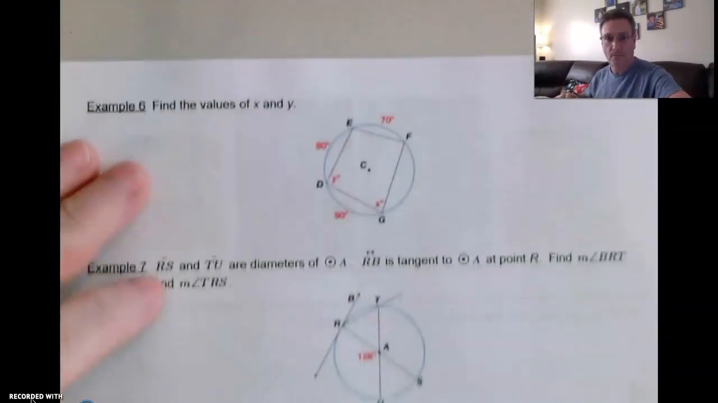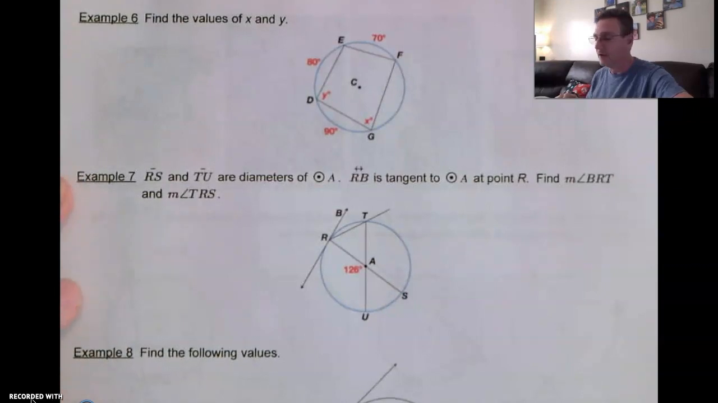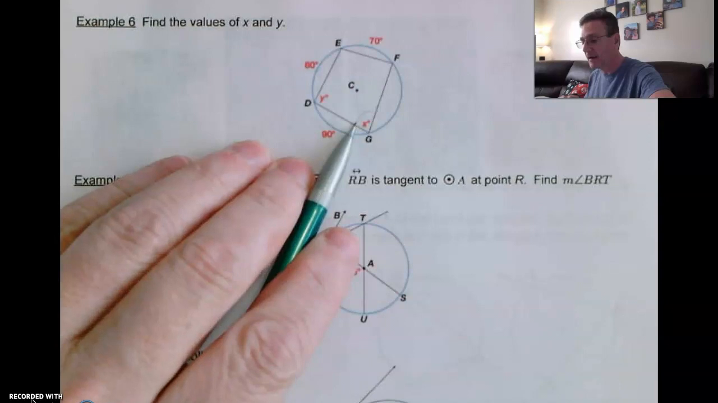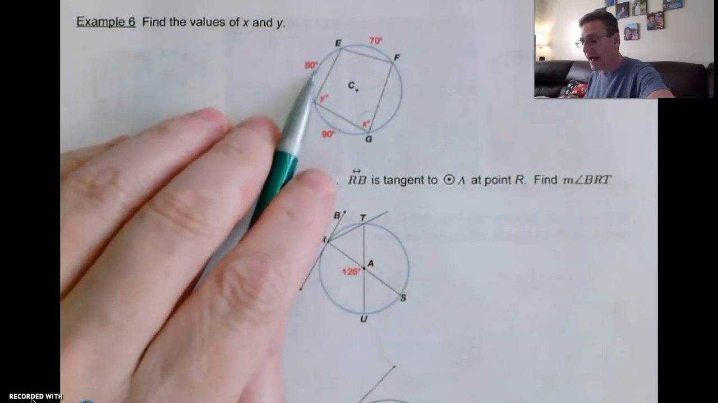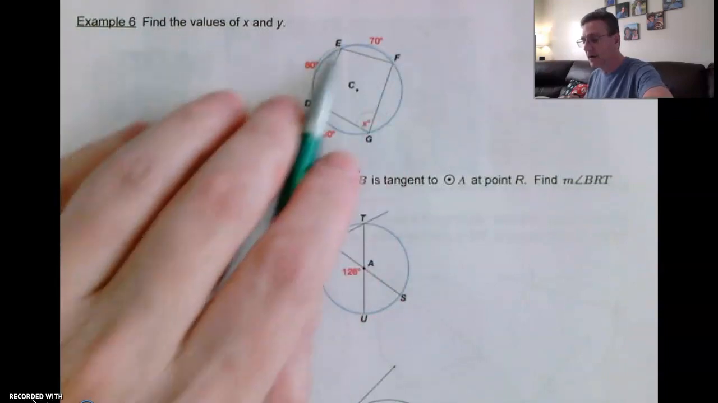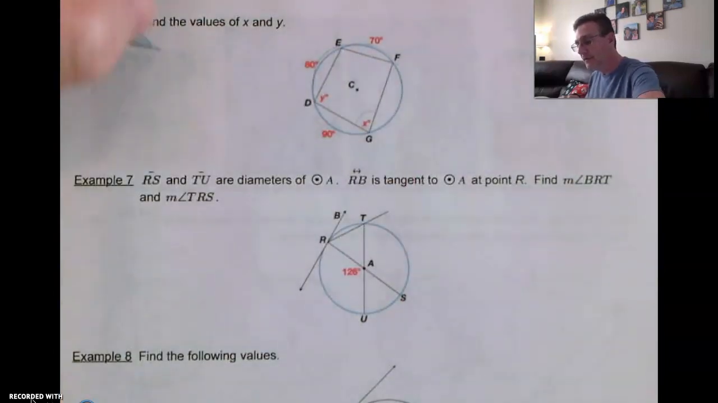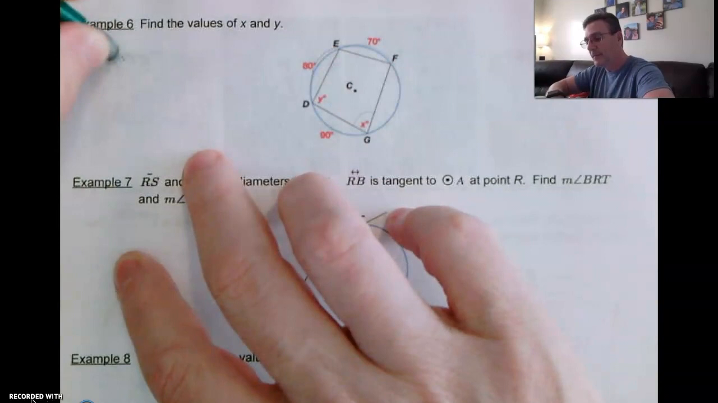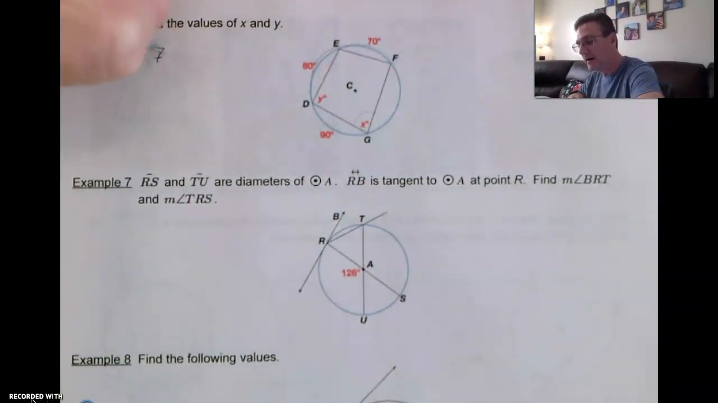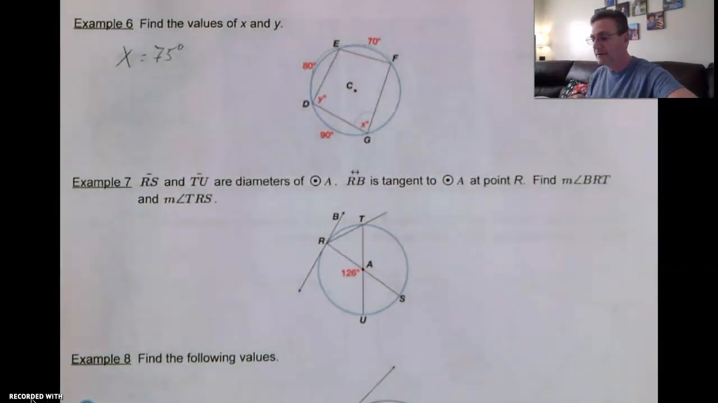Example 6. Find the values of x and y. So the value of angle x is going to be half of the intercepted arc DEF. Arc DEF is 150 degrees. So x is equal to 75 degrees.